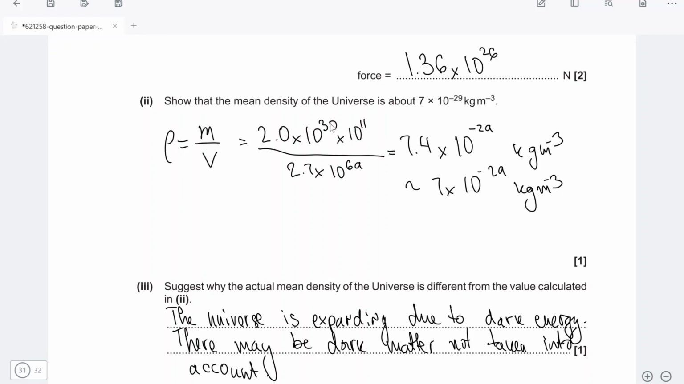Now, why might the actual mean density of the universe be different from the value that we just calculated above? Two main reasons come to mind. The first one is that the universe is actually expanding constantly due to dark energy, and that's not been taken into account at all. The question above assumes that the universe is static, which is not the case. Second of all, there may be dark matter not taken into account. In fact, there most likely is a considerable amount of dark matter that we have not taken into account in this equation.